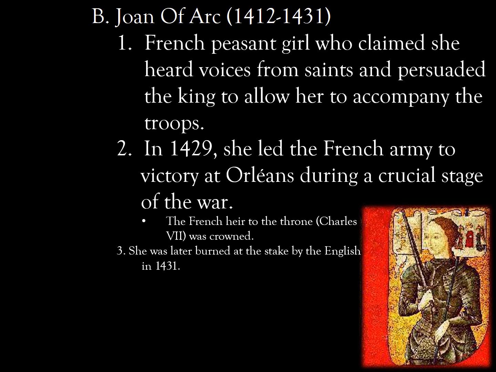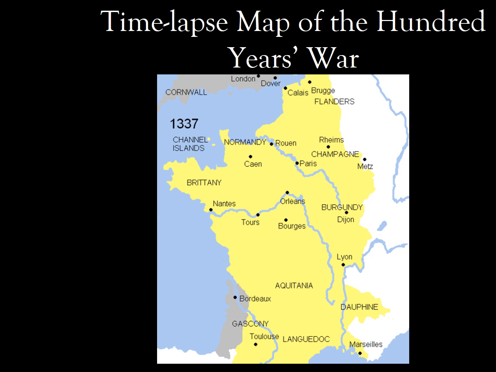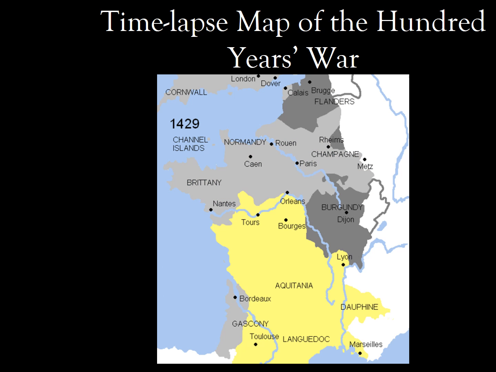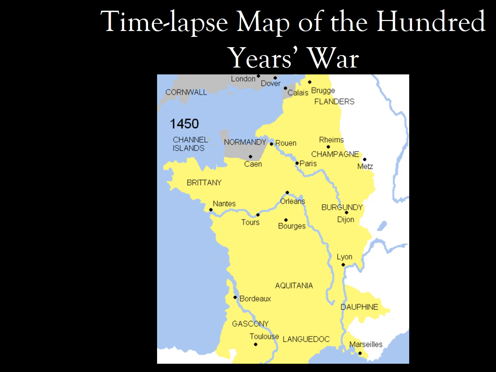Ultimately, however, for Joan, it didn't end up so well. She would later be captured by the British forces and burned at the stake as a heretic for claiming that she heard the voice of God. This will turn the tide in the French favor. Here's a time lapse of the map of the Hundred Years' War. You see the changing of the hands, which nation has control of which territories.